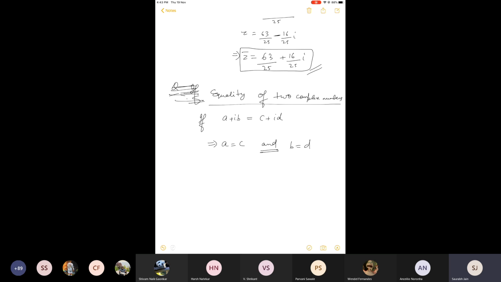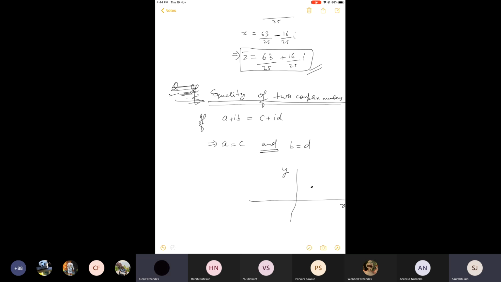What is the geometrical meaning of two complex numbers being equal? Can anyone tell me the geometrical meaning of equality of two complex numbers? Can you explain it geometrically and tell me why a is equal to c and b is equal to d? Can you explain it graphically? Yes, anyone? Same coordinates on the Argand plane.